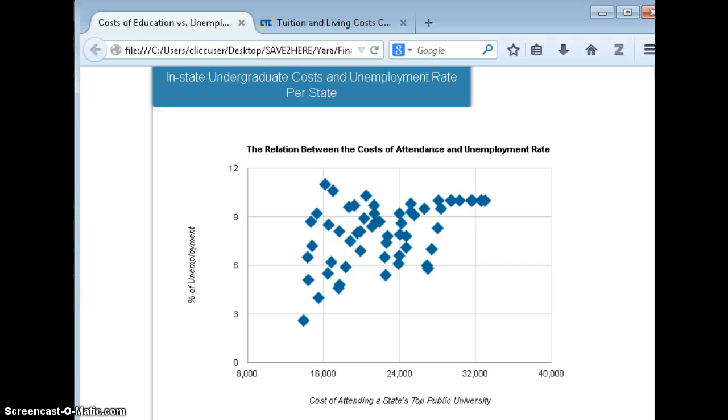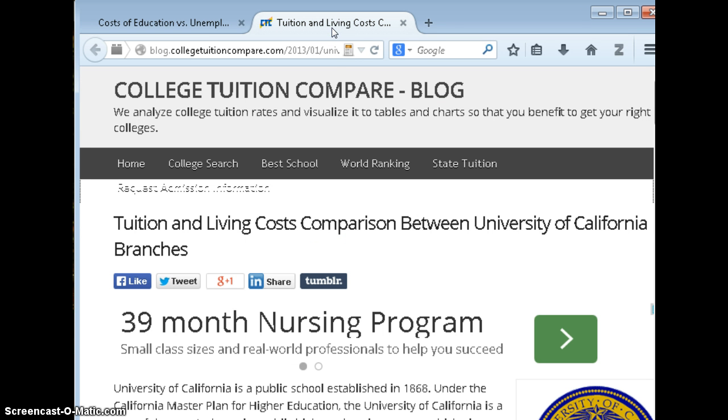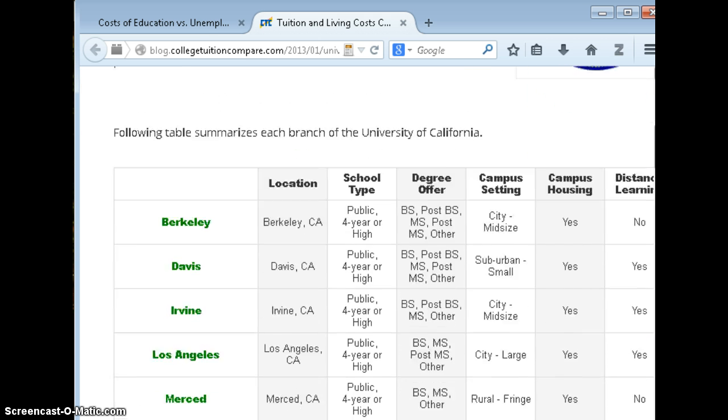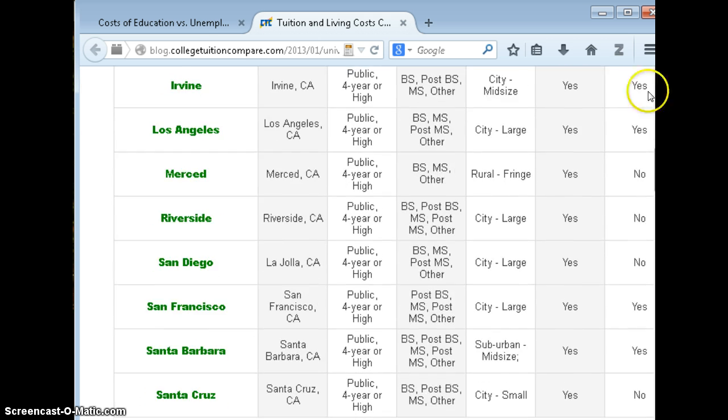I would like to note that the college tuition compare blog inspired many of these ideas, or the start of this research, so I would like to give them credit.